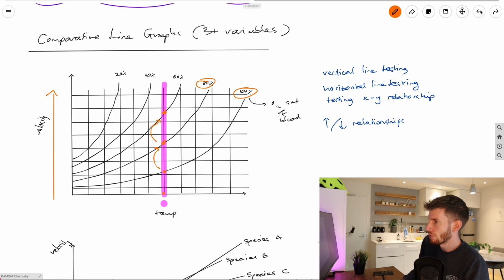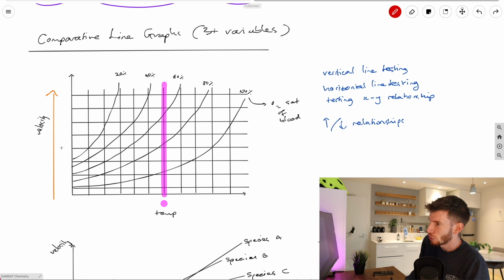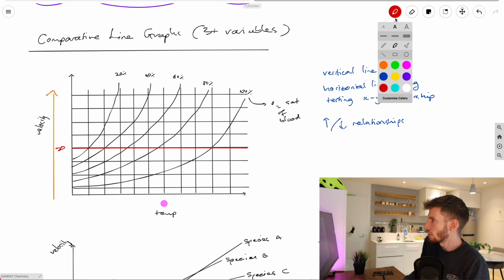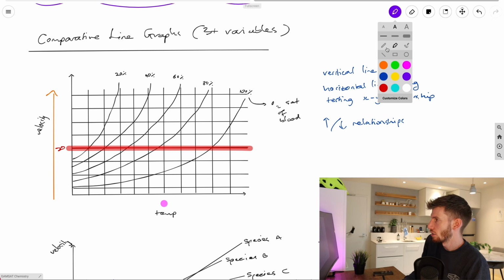I could do the same thing if I wanted to hold velocity constant. So say this was a bird flying at 20 meters per second or something. That's crazy fast, but we'll go with it. 20, maybe that's here. I would now hold this constant instead. And let me just highlight that. Hold this constant. And I might want to see what the temperature does to the oxygen saturation.